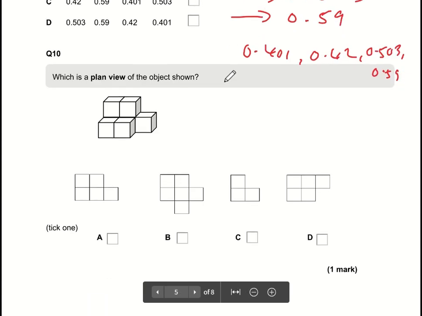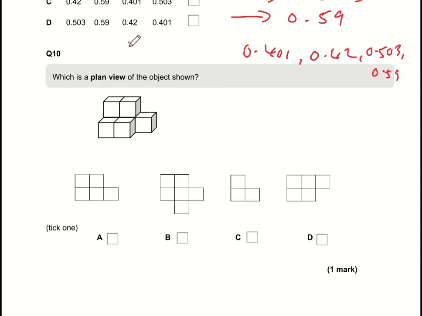Question number 10, we want the plan view. So the plan view is the view from above. So from above we will see that square, that square, that square. They will be in a line, 1, 2, 3. And we will also see these two squares here, which will sit underneath the two furthest to the left, like so. And we can see that is D.